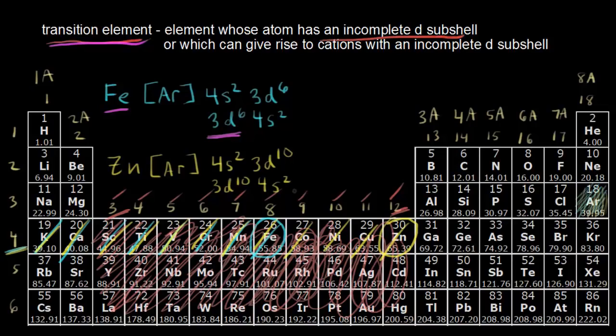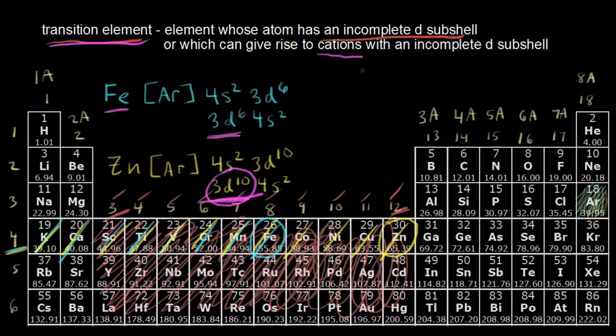It doesn't matter. So let's think about the definition for a transition metal: an element whose atom has an incomplete d subshell. Well, if I look at the d orbitals for zinc, they are completely full. I have 10 electrons in my d orbitals, so this is a complete d subshell, and this does not meet the definition for a transition element. Now, the definition also talks about cations. So let's think about the cation that zinc would form. Zinc would go to zinc 2+.